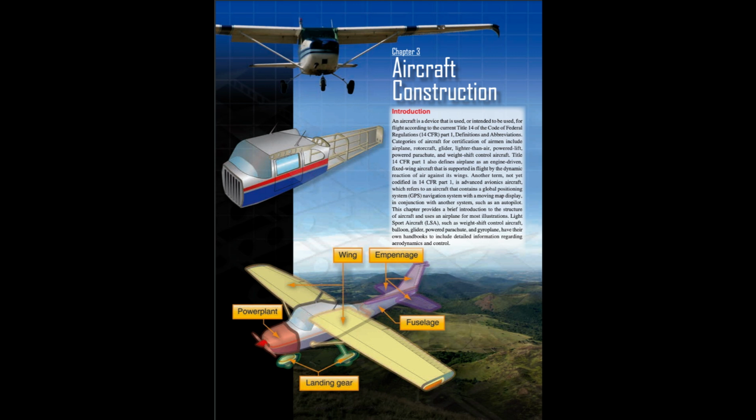Another term, not yet codified in 14 CFR Part 1, is advanced avionics aircraft, which refers to an aircraft that contains a global positioning system, GPS, navigation system with a moving map display, in conjunction with another system, such as an autopilot. This chapter provides a brief introduction to the structure of aircraft and uses an airplane for most illustrations. Light sport aircraft, LSA, such as weight shift control aircraft, balloon, glider, powered parachute, and gyroplane, have their own handbooks to include detailed information regarding aerodynamics and control. End of page 3-1.